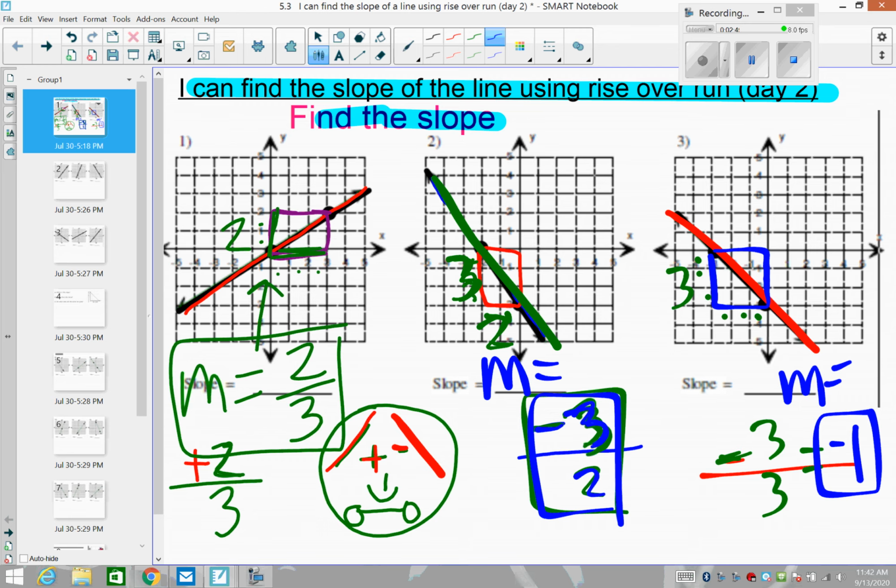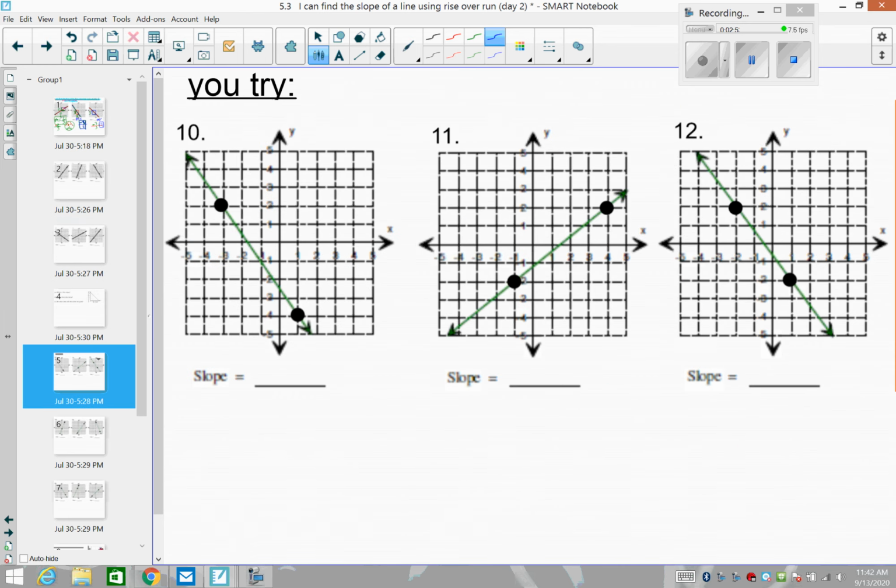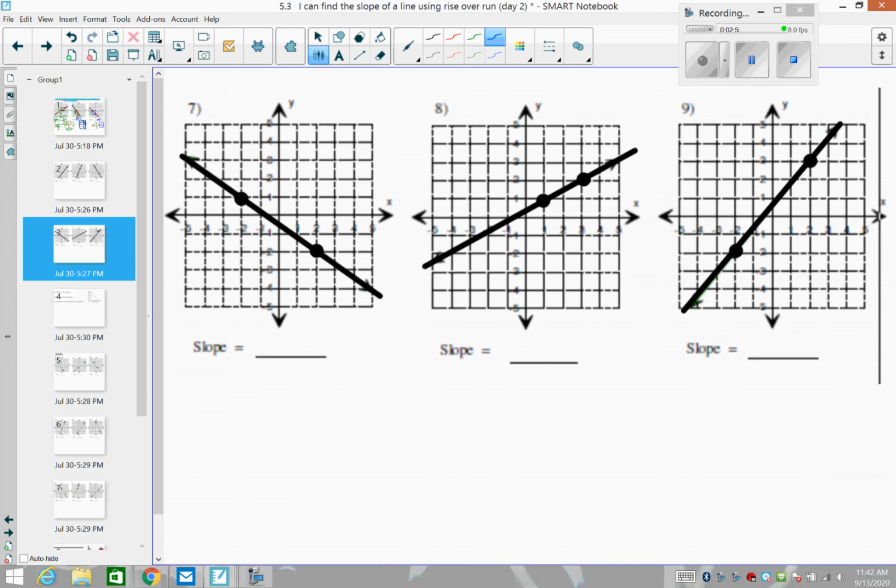Awesome. Next problem, next page. I'm going to have you do these three. So go ahead and try these three problems. Pause the video. It's the same thing we did yesterday, but I need 100% mastery.